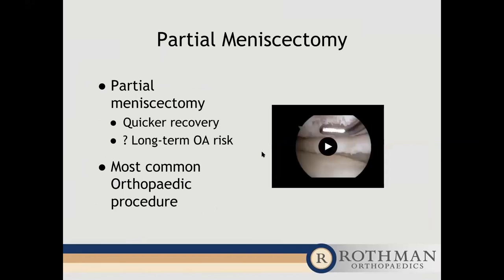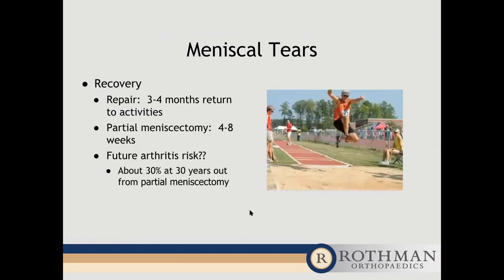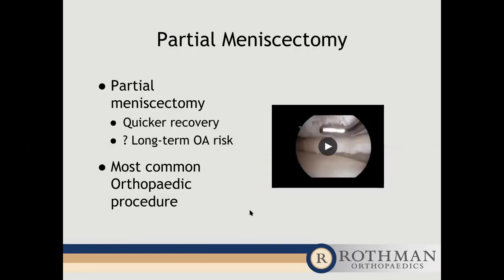So this is what a partial meniscectomy looks like, where we've trimmed out — this one actually has a little arthritis too — but we trim out the torn flap of meniscus, and we get a nice smooth border here. And there is a risk for arthritis down the road, unfortunately. And it, again, is the most common orthopedic surgery by a lot.